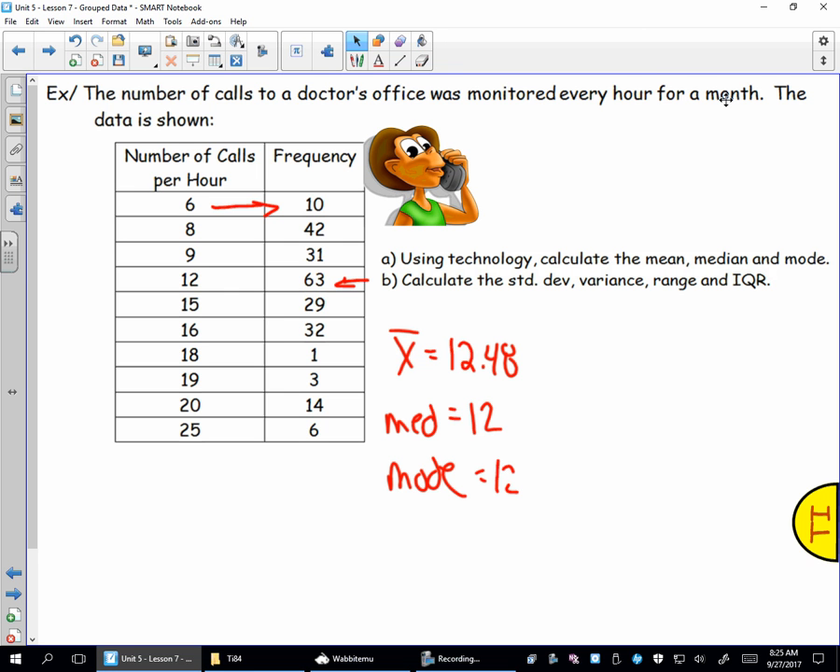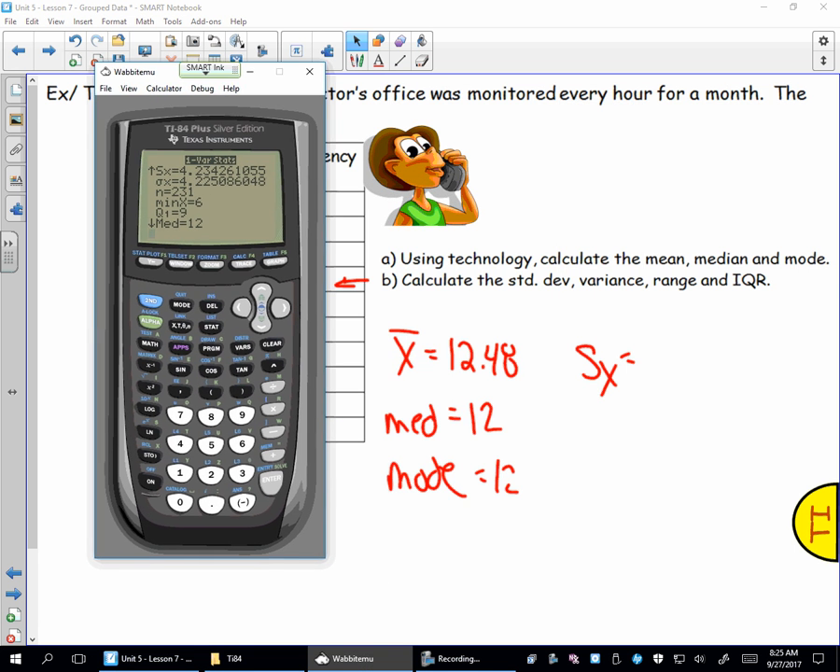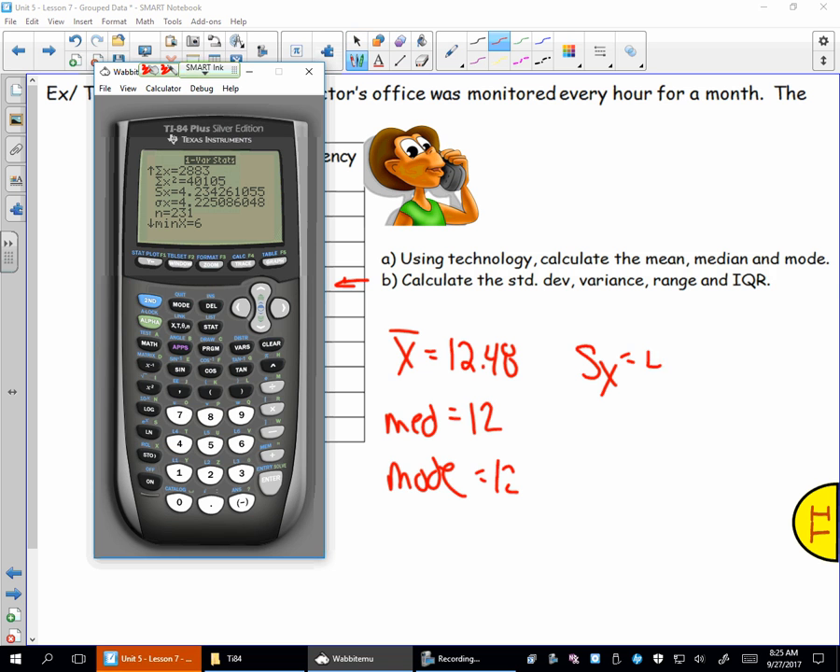Okay, well, standard deviation, that's something on our graphing calculator. Move this over here so we can see it. Go back up the list. Make sure we're using Sx, so 4.23. Our variance is the standard deviation squared, so literally just square it. You should get 17.89.